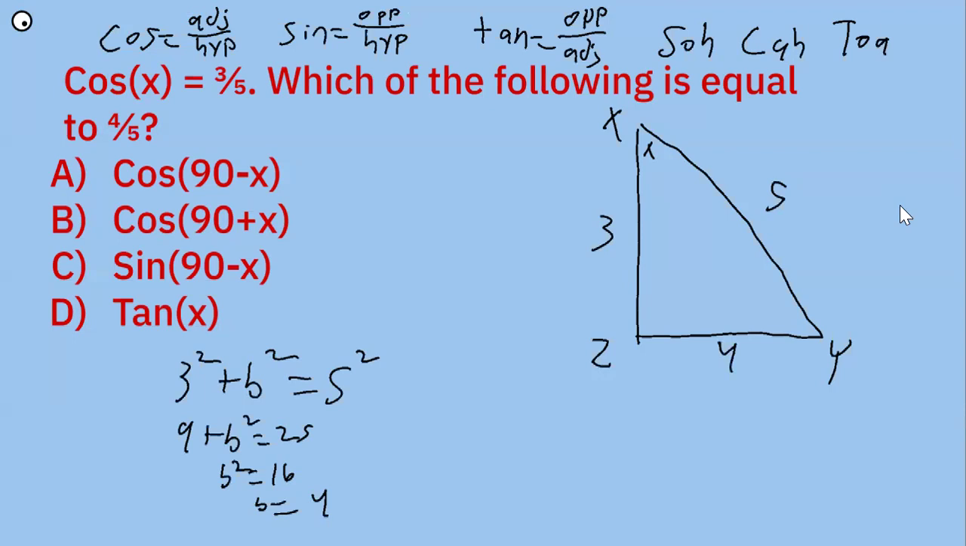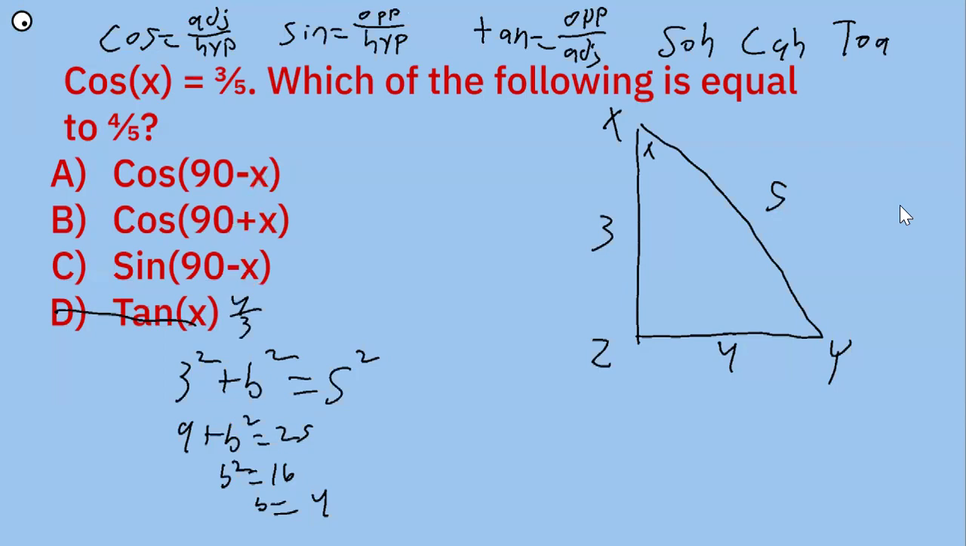Okay. So sine x. Let's look at our answer choices to give us more information. Tangent x would be 4 over 3, so it's not that. Sine 90 minus x, 90 plus x, 90 minus x. So what is going on with that?